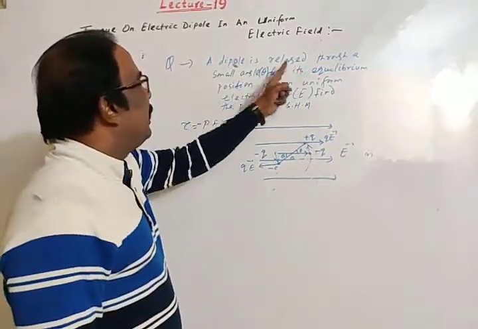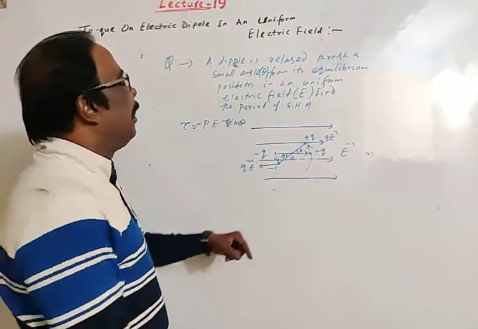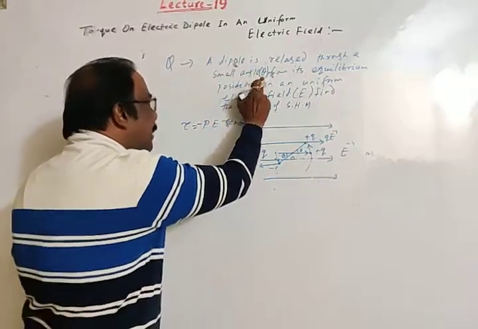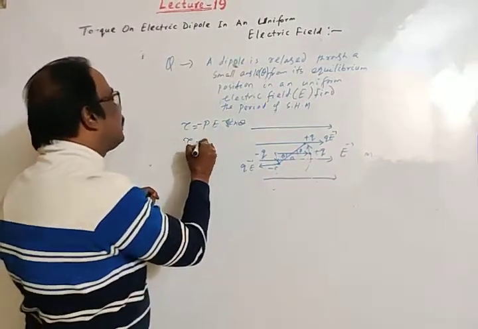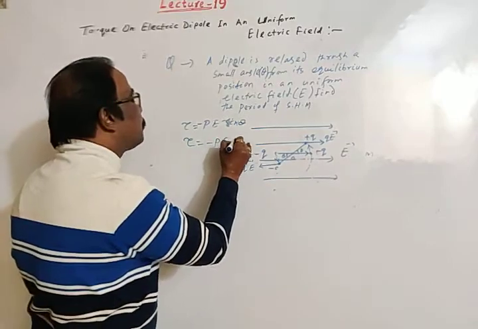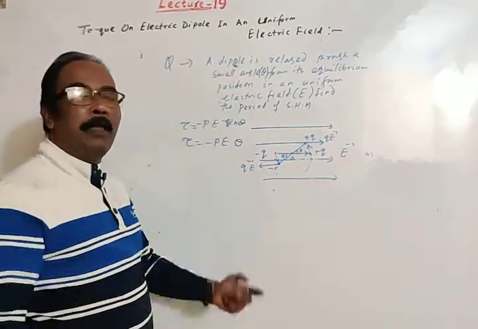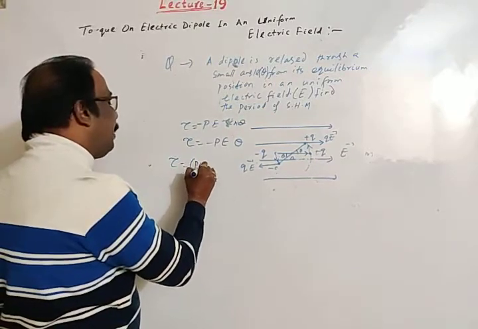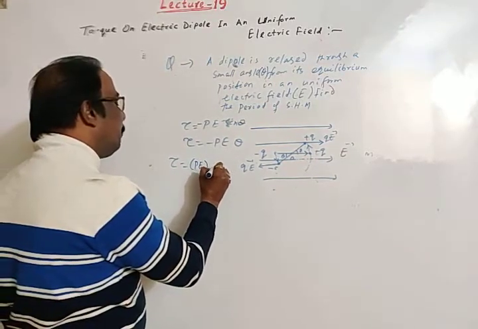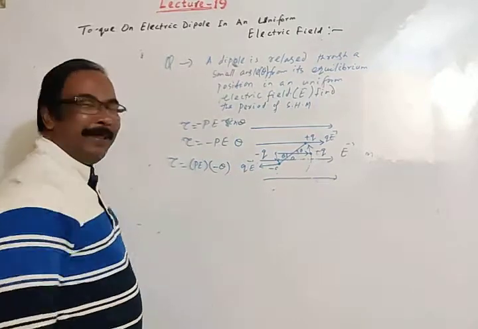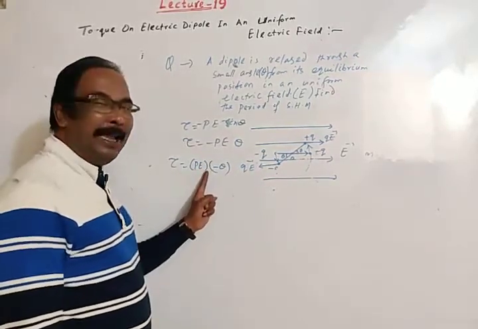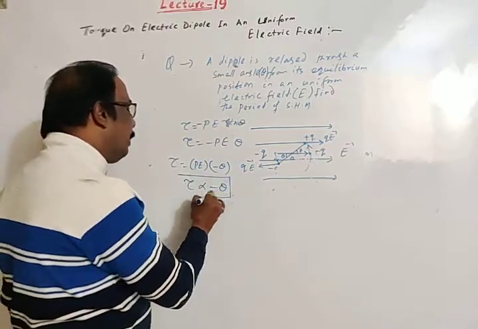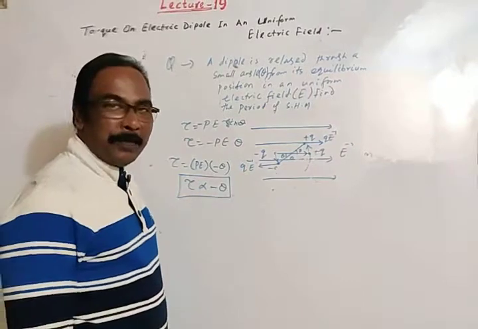Then it is released through a small angle theta. I have rotated it through a small angle and released. If the angle is very small, then in place of sin theta I can write theta. So torque is equal to PE into minus theta. The dipole moment is constant, the electric field is uniform, so torque is proportional to the negative of angular displacement.